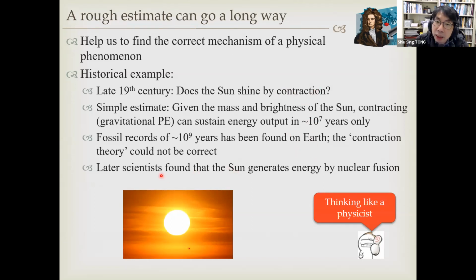Later on, scientists found that the sun generates energy by nuclear fusion. And by doing a simple order of magnitude estimation, they found that the nuclear fusion inside the sun, which fuses hydrogen into helium, is enough to sustain the energy output of the sun for at least several billions of years. So try to think like the physicists. This is how physicists identify the correct mechanism of a physical phenomenon.